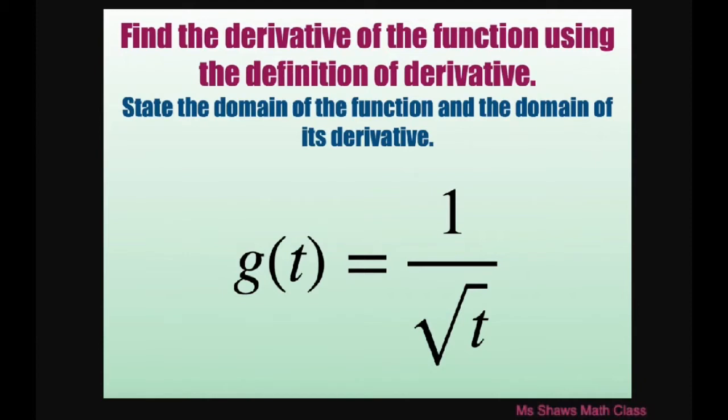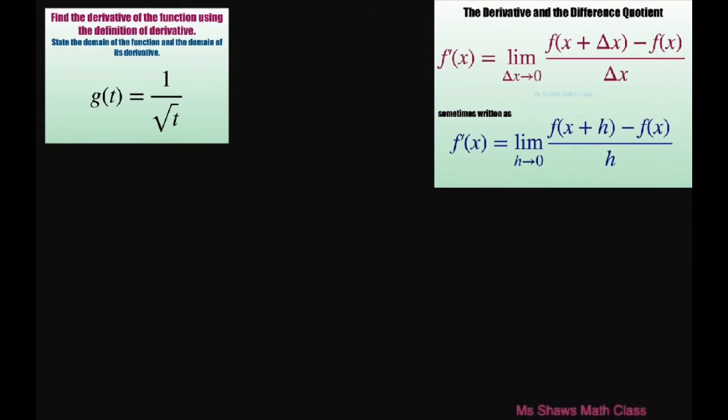Basically, the domain here is 0 to infinity, because it's a square root, so it has to be 0 or greater, but since it's in the denominator, it can't be 0. So that's your domain for that. We'll go over that in just a minute. So basically, this is your formula for the derivative.